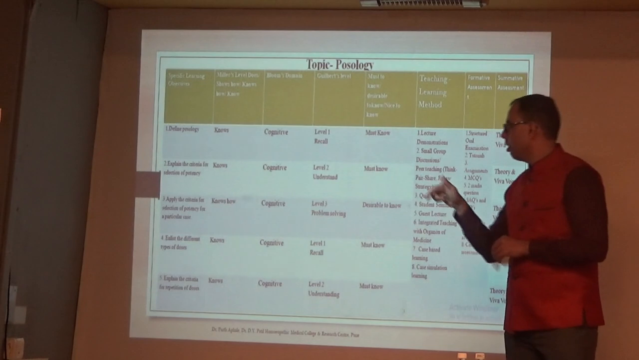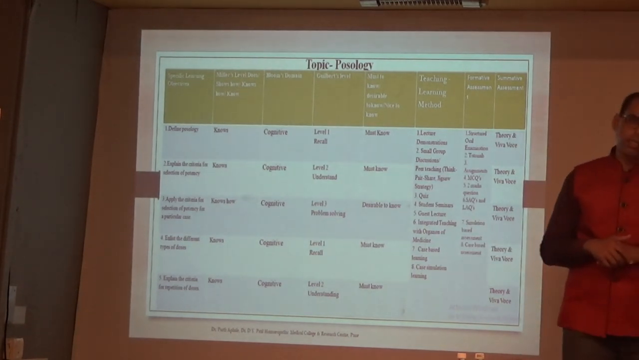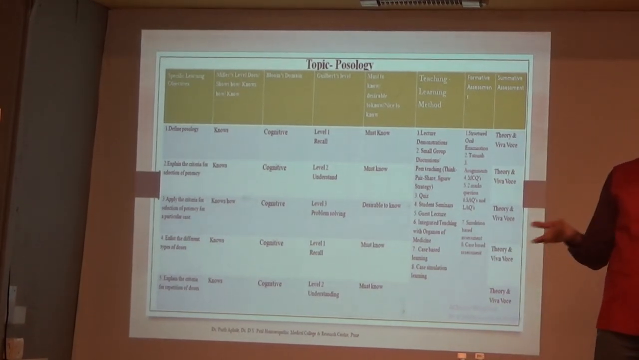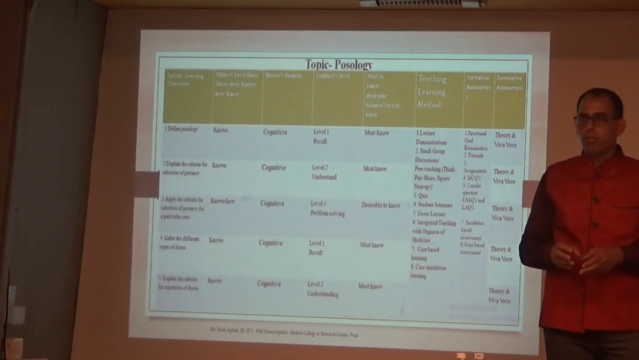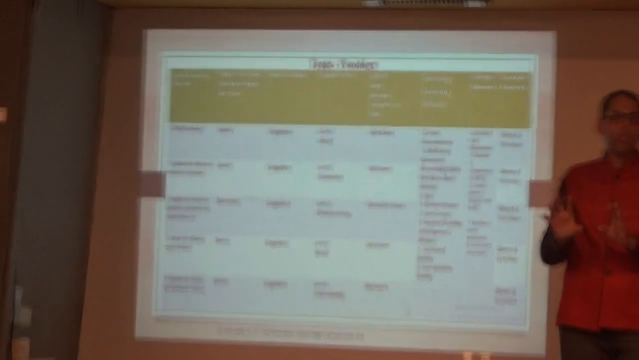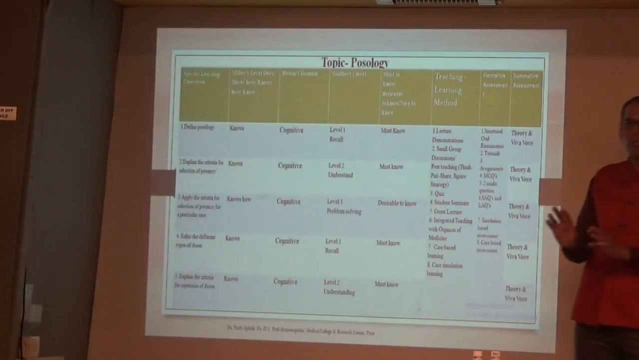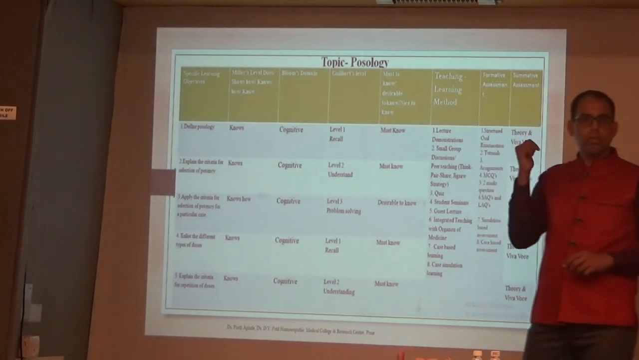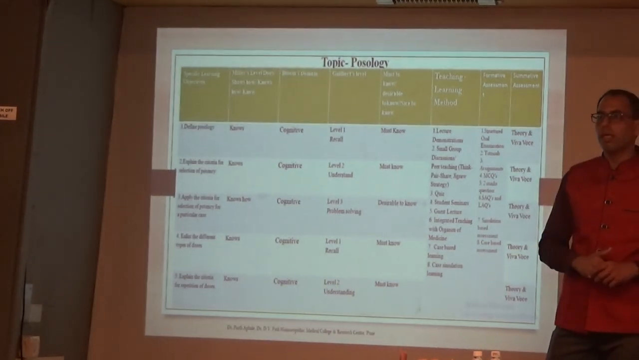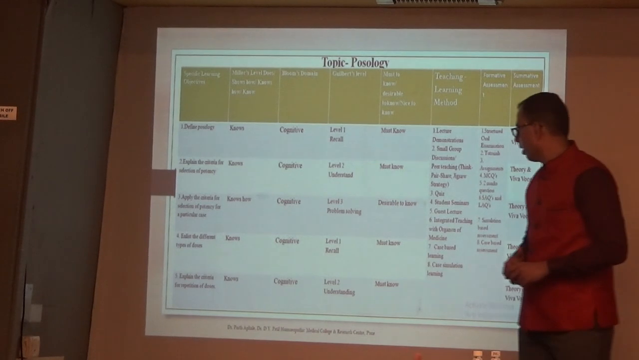Next, he must apply the criteria in a particular case, that is desirable to know. He can go wrong, so it does not have to be a must know that it must be correct, but he should be able to apply the knowledge in a particular case. So cognitive, again he is applying the knowledge, so it goes to level 3 of Gilbert's, that is problem solving.